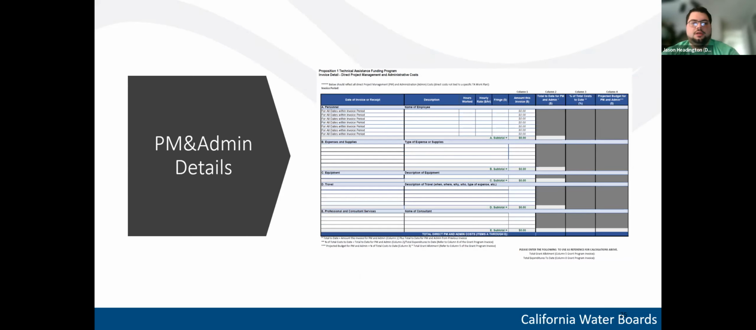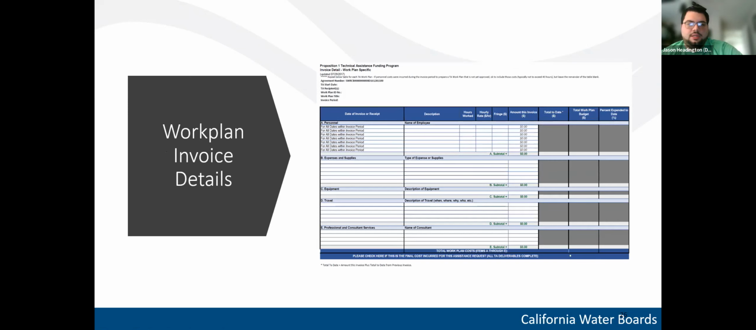All right, and so I just have really quickly some examples of the PM and admin form and the work plan details form. These are very similar. You'll note that there's a spot for personnel and then all of the other agreement categories here. This first form is just for the admin work done to support the agreement. And the second one is, most commonly, each AR is going to have one of these in the invoice.